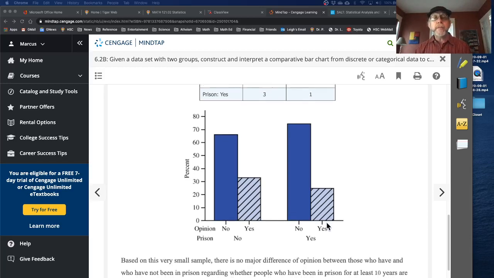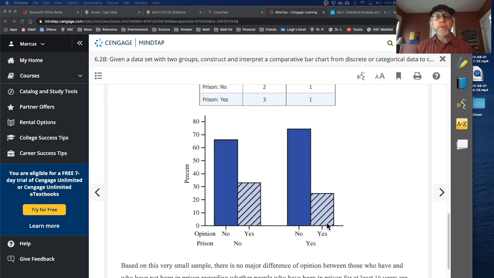So by converting those values into percentages, we can make a comparison between those two groups. And what you see is that there are some small differences between the groups, but not large ones. In other words, there doesn't seem to be a significant difference between those who have either themselves or a family member served time in prison versus those who haven't, in the opinion about whether a person released after 10 years would be likely to commit a crime again.